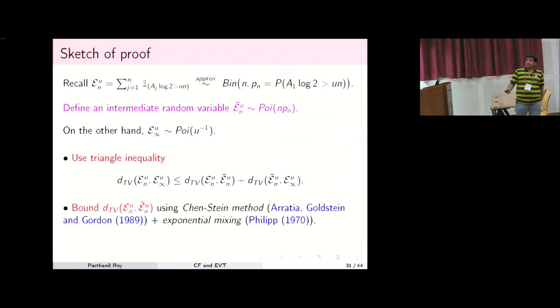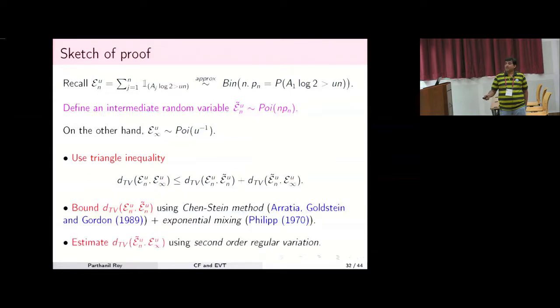Bound the first term, the crucial term, one binomial and Poisson, not two Poisson, one binomial and Poisson, using the Chen-Stein method. Very specifically, I'm going to use the work of Arratia, Goldstein, and Gordon, 1989. And I'll use what Sandeep was asking, some exponential mixing that came out of the paper of Philipp in 1970. He did it in the context of number theory. This is a Duke Math Journal paper, by the way. Anyway, I'll talk about it again more precisely. This is the probability and this is the ergodic theory component. Together they give you the bound on the first term.